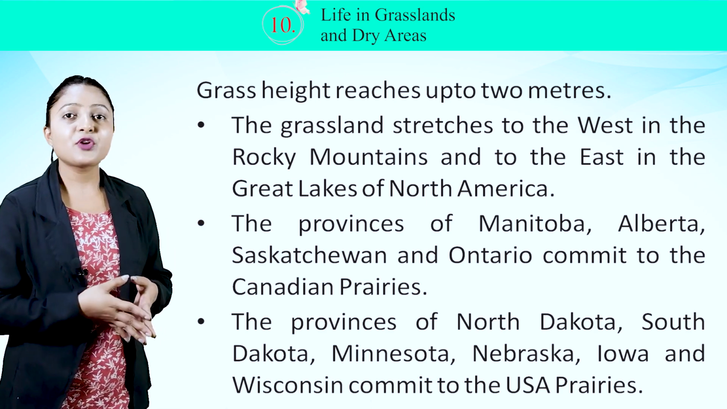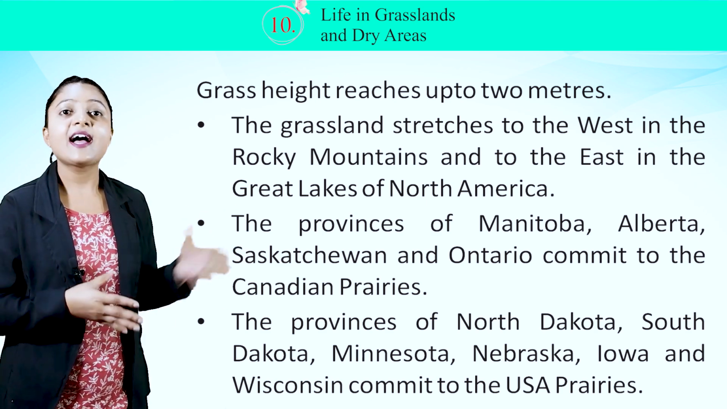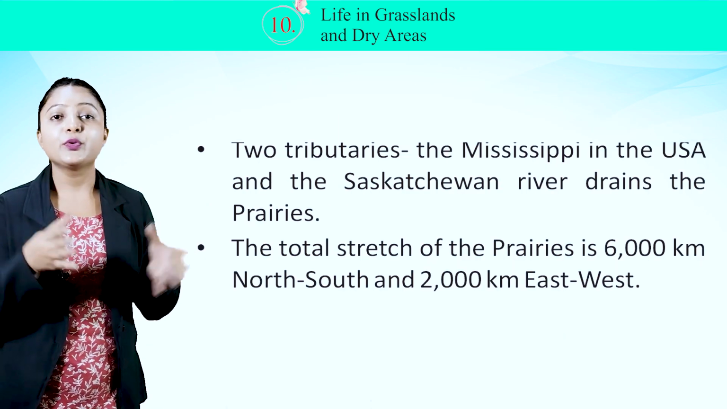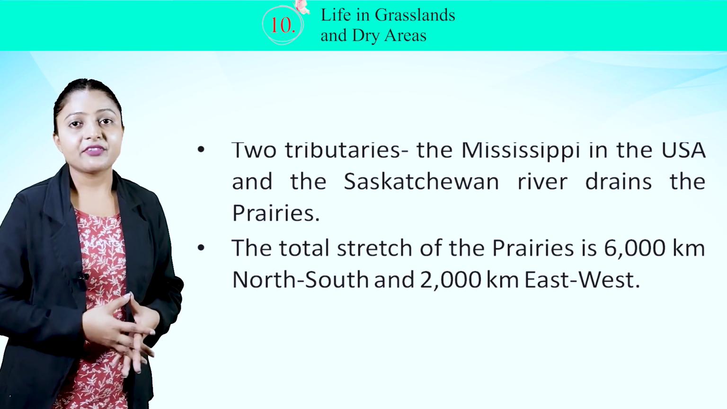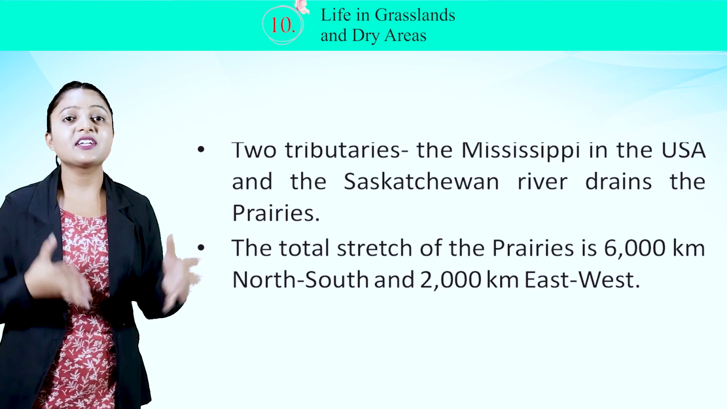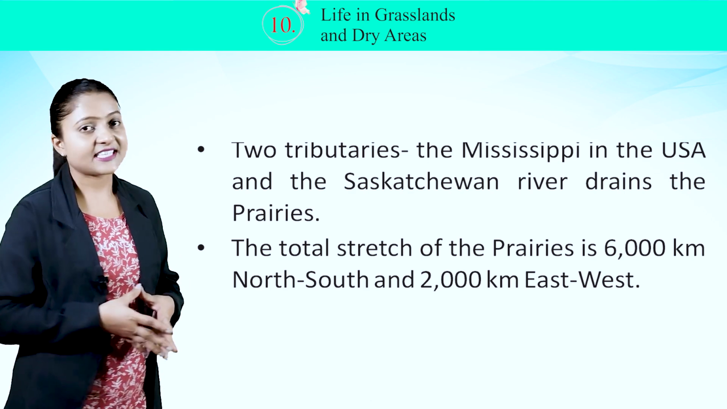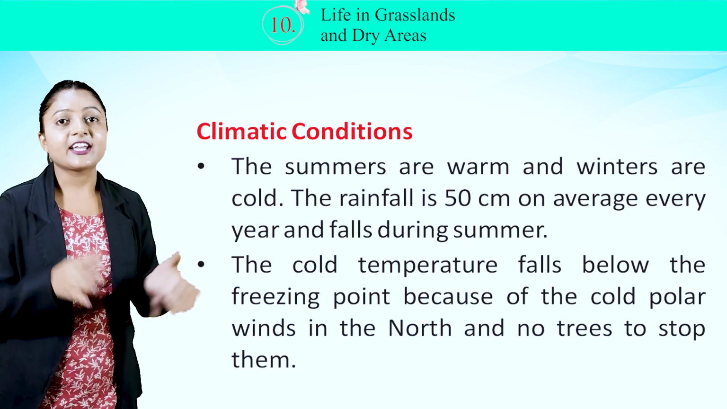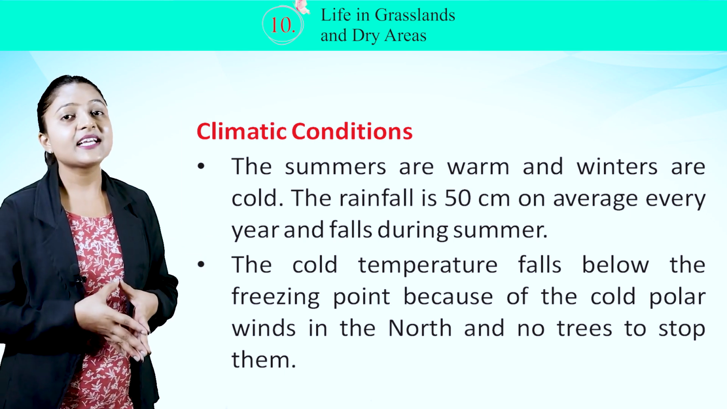The states of North Dakota, South Dakota, Minnesota, Nebraska, Iowa and Wisconsin comprise the USA prairies. Two rivers, the Mississippi in the USA and the Saskatchewan River, drain the prairies. The total stretch of the prairies is 6,000 km north-south and 2,000 km east-west. Climatic conditions. The summers are warm and winters are cold. The rainfall is 50 cm on average every year and falls during summer.